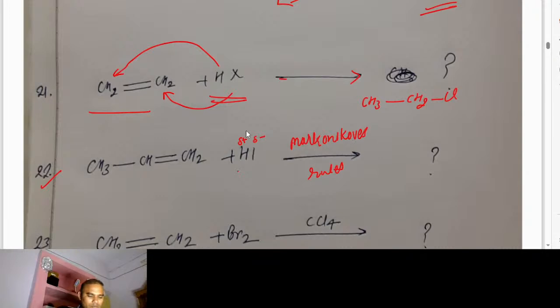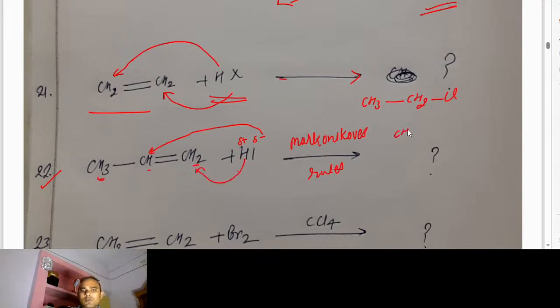So we can now frame the question. Let's see this one. The negative part is going to add on that double bonded carbon which has less number of hydrogen. So it is having only how many hydrogen? One hydrogen. And here, if you see, two hydrogens are there. Here valency is filled, so addition is not possible, and hydrogen will go here. So 2-iodopropane is going to form.